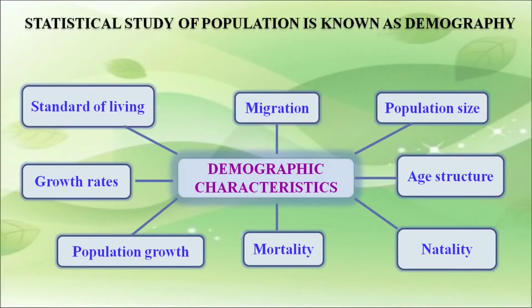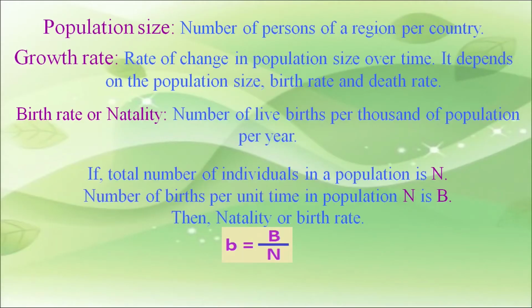The next slide shows demography and its characteristics such as migration, population size, age structure, natality, mortality, population growth, growth rates and standards of living. First, growth rate is the rate of change in population size over time. It depends on the population size, birth rate and death rate. Birth rate or natality is the number of live births per thousand of population per year. If the total population is N and the number of births per unit time is B, the natality or birth rate b is equal to B upon N.